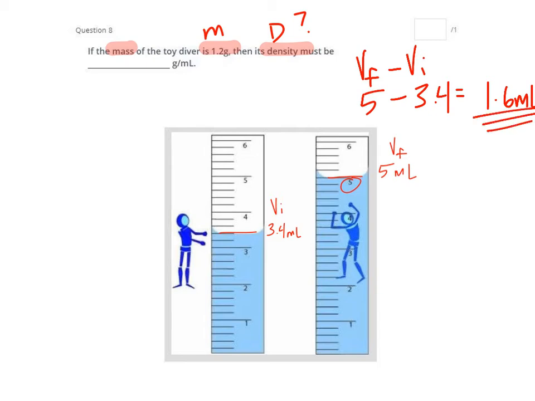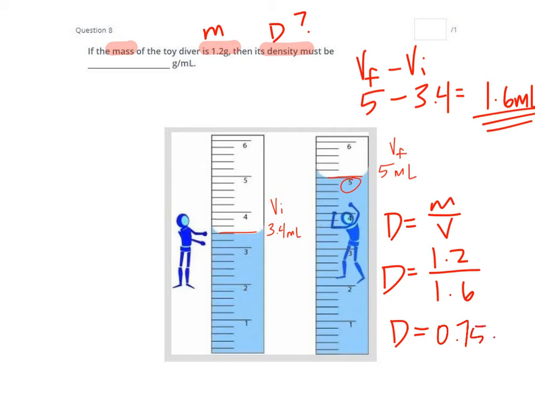Now I can calculate density. If density is mass divided by volume, and my mass is given to me at 1.2 grams, my volume we determined was 1.6 milliliters, then 1.2 divided by 1.6 gives me 0.75. This is grams per milliliter. Remember, 1.2 goes into the calculator first, 1.6 goes into the calculator second.